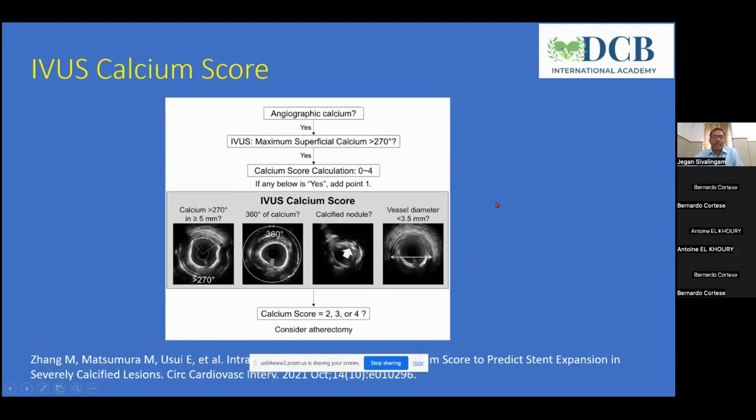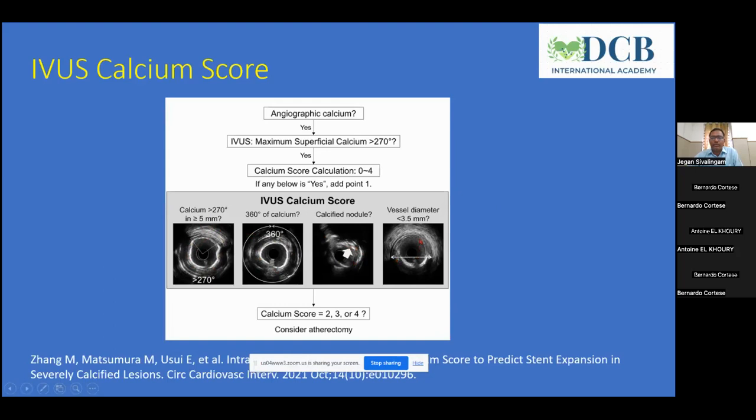So there is the IVUS calcium score as well as OCT calcium score. In this IVUS calcium score, there are 4 points. The first is presence of calcium for 270 degree and above arc, and this should be present for a length of more than or equal to 5 millimeter. Then second parameter is 360 degrees, like a complete circle of calcium. Third point is calcium nodules. So here we can see the nodule.